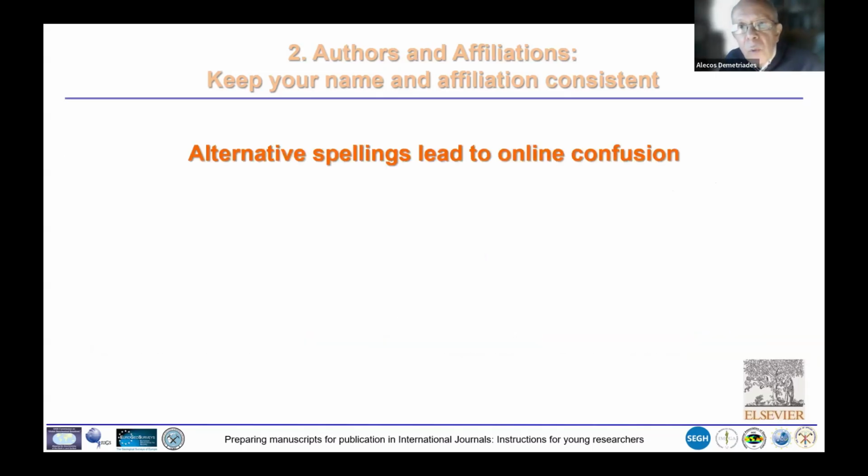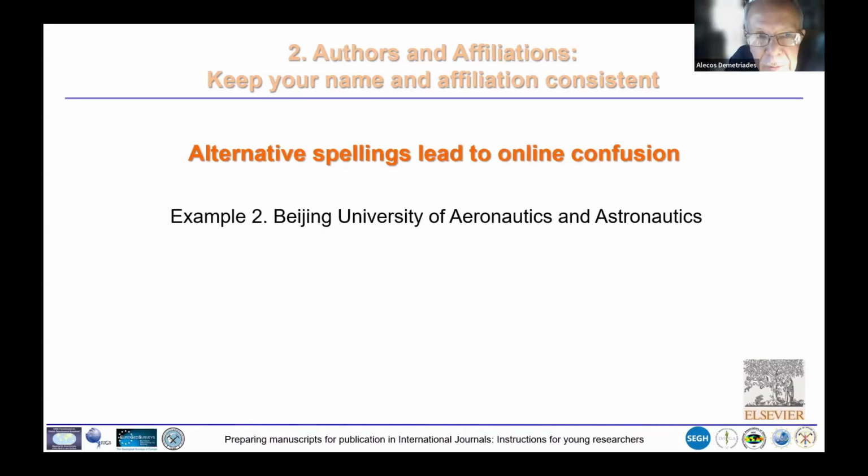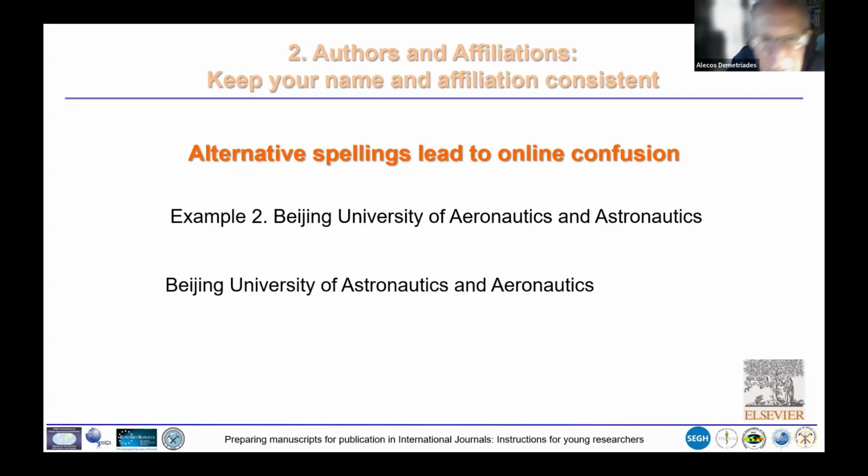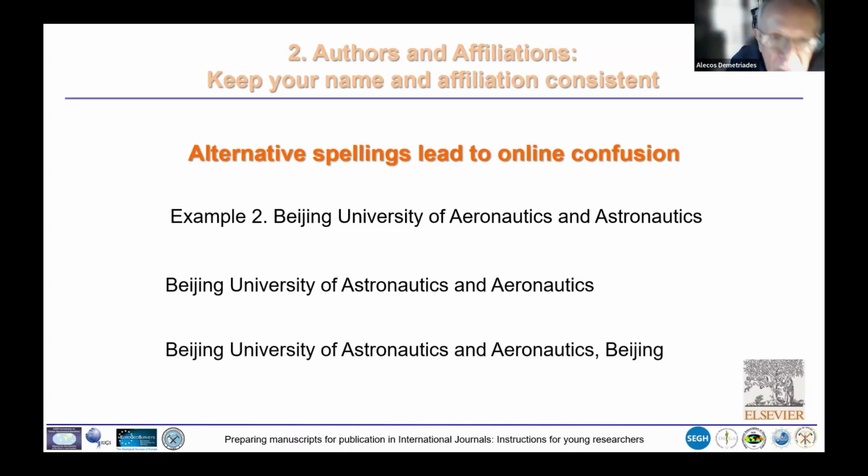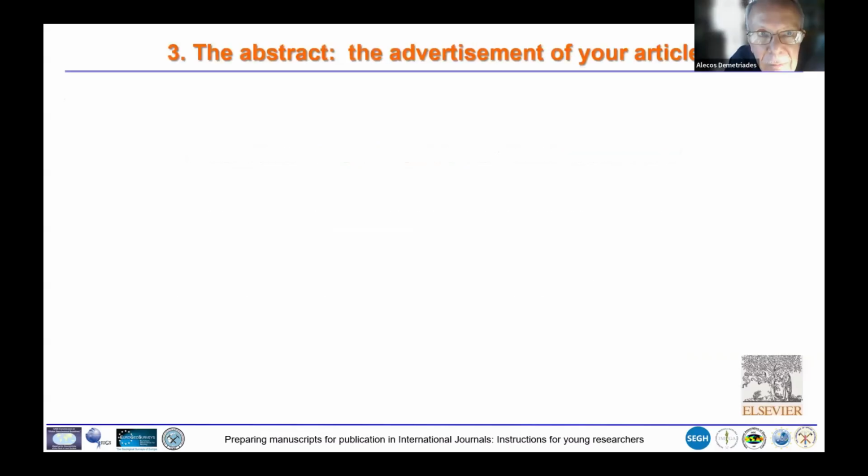Alternative spellings lead to online confusion. Example 2: Beijing University of Aeronautics and Astronautics. And then you have Beijing University of Astronautics and Aeronautics, Beijing. So this is confusing the editor.